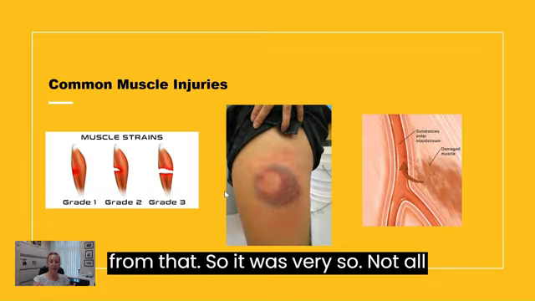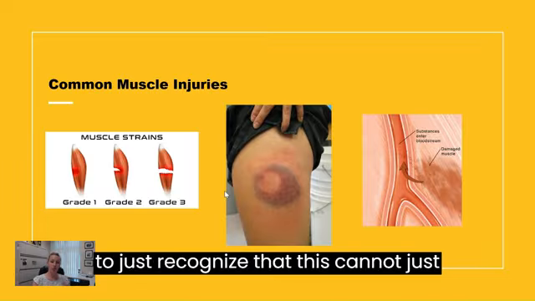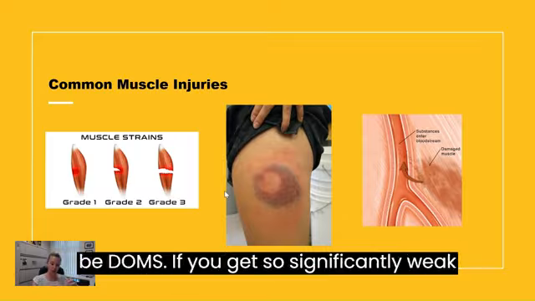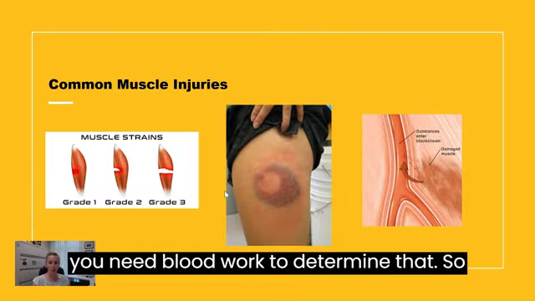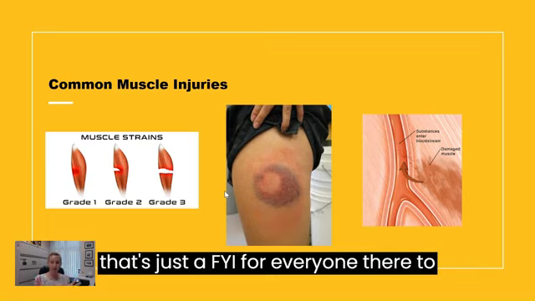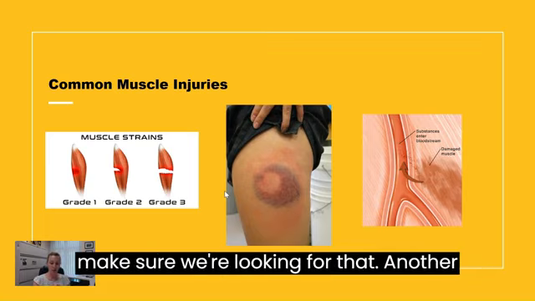Not all cases are that severe, but it's important to recognize that this cannot just be DOMS. If you get so significantly weak that you can't even walk or function, it could be getting to rhabdomyolysis, and you need blood work to determine that. So that's just an FYI for everyone to make sure we're looking for that.